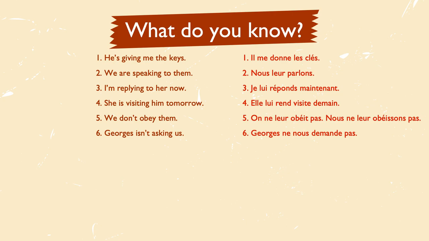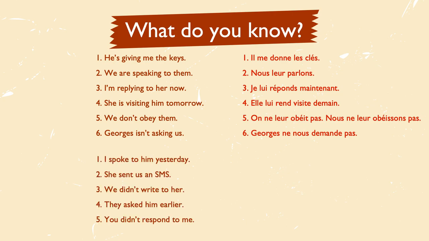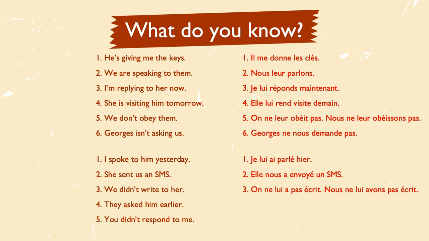George isn't asking us. Now let's look at some in the passé composé. Number 1, I spoke to him yesterday. Again, our verb is parler. Je lui ai parlé hier. Number 2, she sent us an SMS. Our verb is envoyer à. Elle nous a envoyé un SMS. We didn't write to her. Our verb is écrire. You could use on lui a pas écrit, or you could use nous. Nous ne lui avons pas écrit.